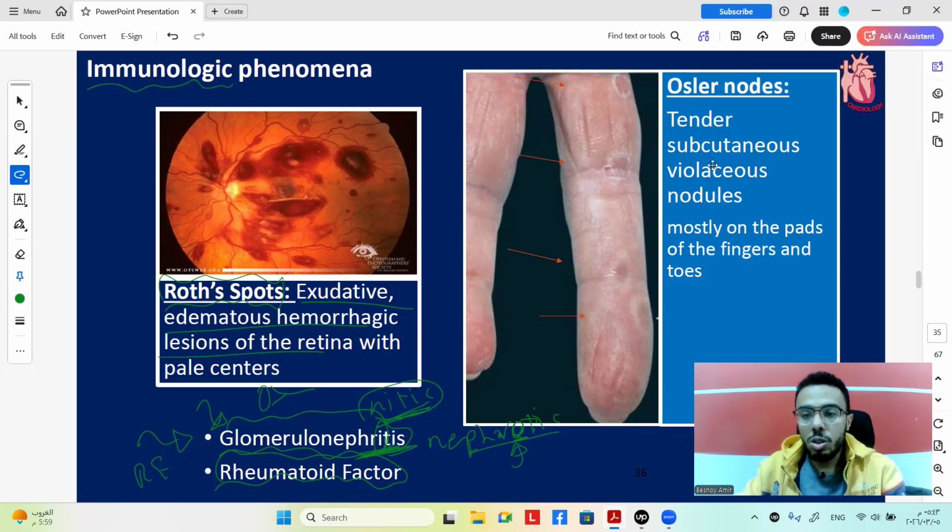You have to know Osler nodule. It's tender, a painful finger nodule. It's in the fingers, so this patient, while catching anything, would be feeling pain. It's mainly on the palmar side of the finger, not the dorsal one.